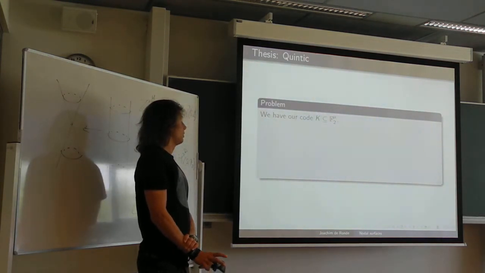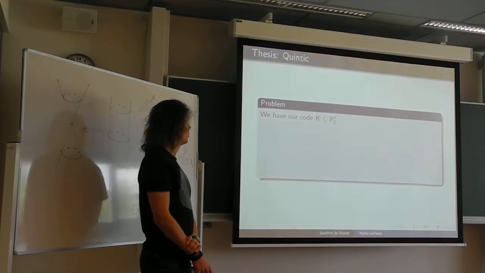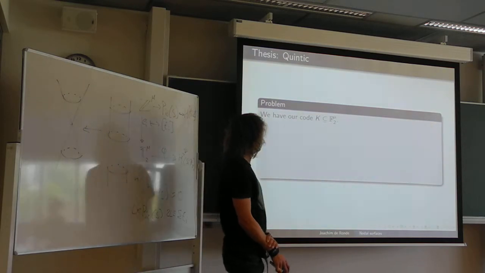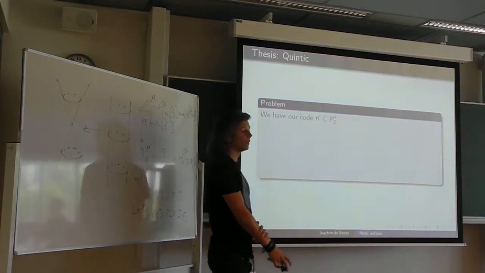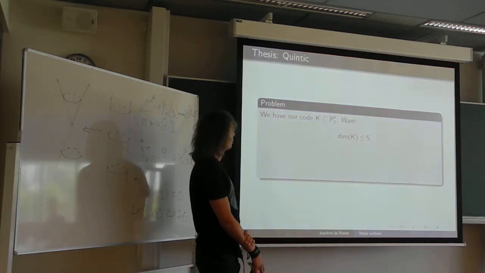So I need to give you the problem just as it is. There's no time to explain why we want this. But recall that we had our code K. There was a kernel of this map phi. What we really want is the code K to be at most of dimension 5. This will allow us to prove that the mu of 5 is not more than 31.